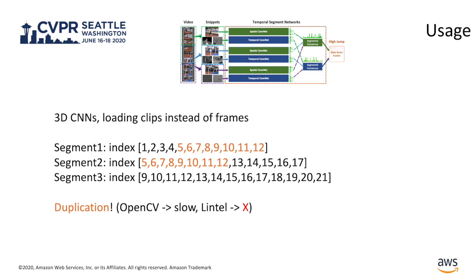Another use case for 3D-CNNs is to load video clips instead of frames. For example, if we still use temporal segment network with 3D-CNNs, the situation will become, I have 3 segments, and I randomly pick 1 video clip from each segment. Here, I use a clip of 12 frames for illustration. As you can see, there may be a situation that the video indexes have duplication. Many existing video readers have difficulty in this situation, either processing slow like OpenCV because it needs to find the position of the previous keyframe and reseek to this particular frame, or cannot do it at all like Lintel.